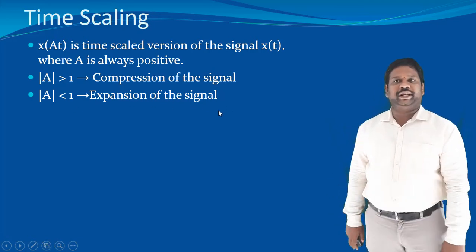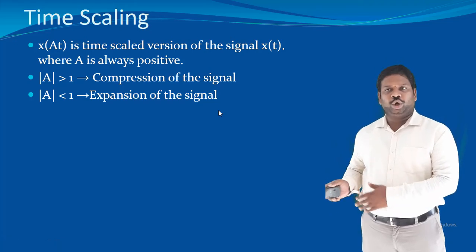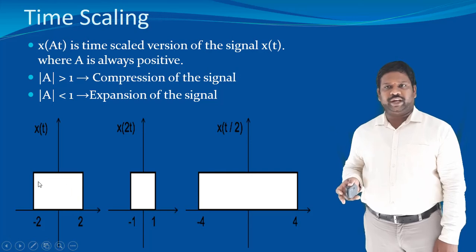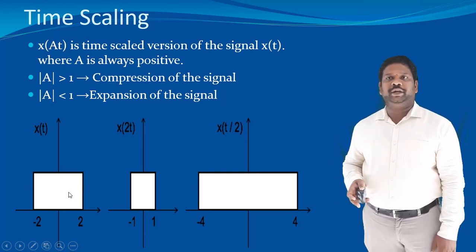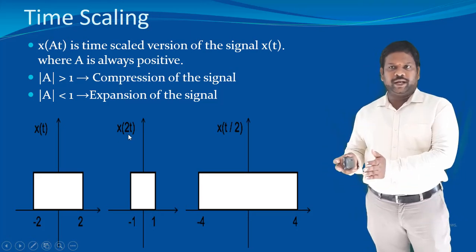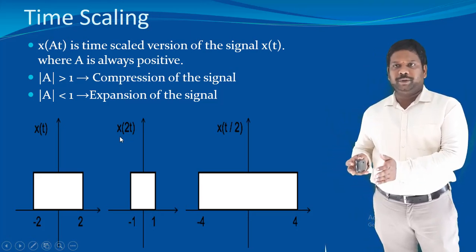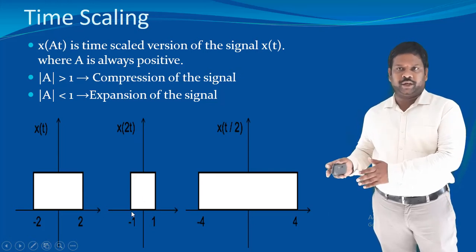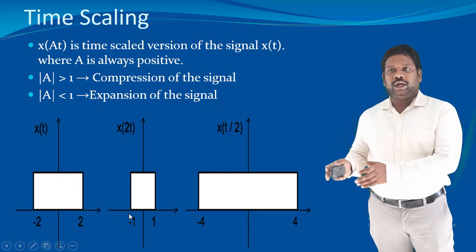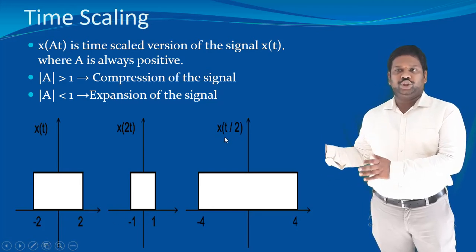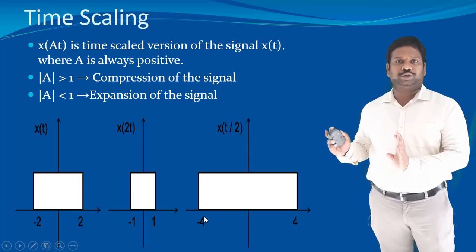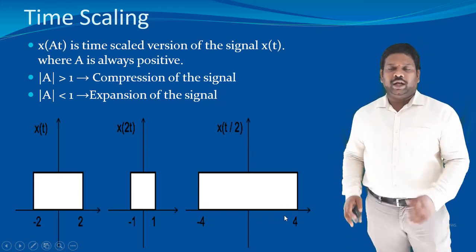Initially, the signal is selected like this from minus 2 to 2, whose amplitude is 1. Now, when we perform x of a t, where the a value is greater than 1, then it will be compressed. Therefore, the limits will be reduced to minus 1 to plus 1. When the a value is less than 1, the signal will be expanded. Therefore, the signal will extend from minus 4 to plus 4. That is the time scaling.